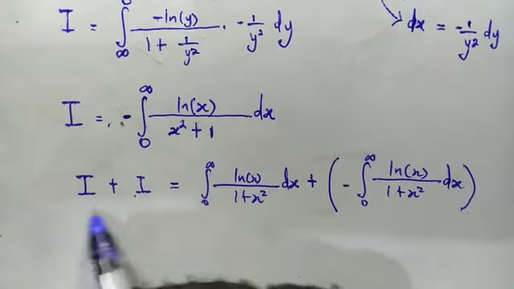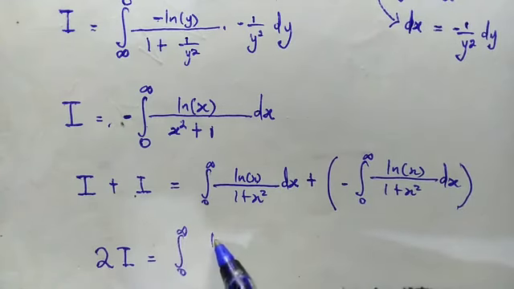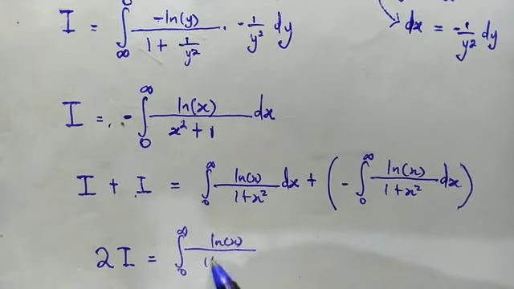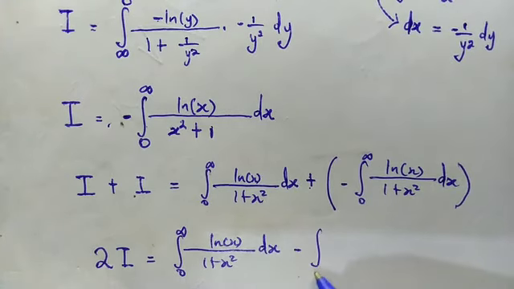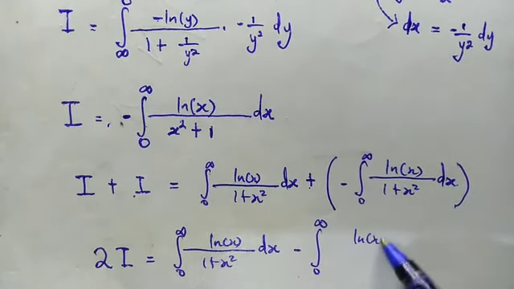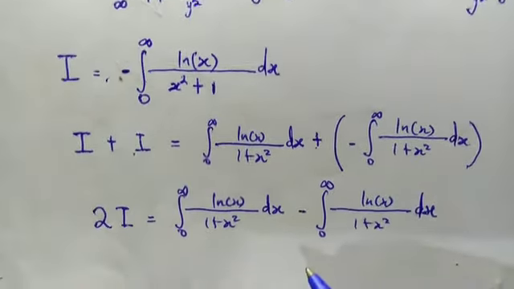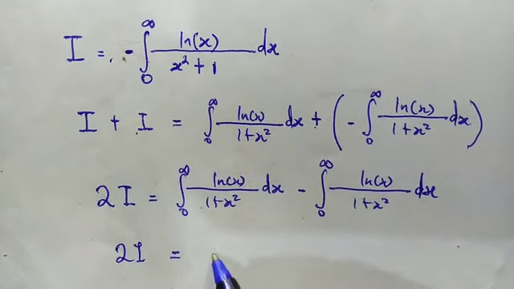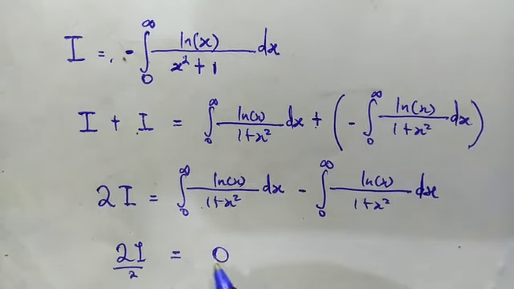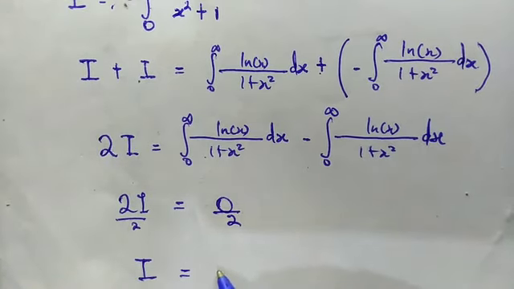So from here, I plus I will give us 2I, this is equal to the integral from 0 to infinity of the natural log of x over 1 plus x squared dx, plus, times negative here, we have negative integral from 0 to infinity of the natural log of x over 1 plus x squared dx. So here we have 2I is equal to this minus this, that will give us 0. So divide both sides by 2. And from here we get I is equal to 0 divided by 2, which is 0. And this is the right answer.